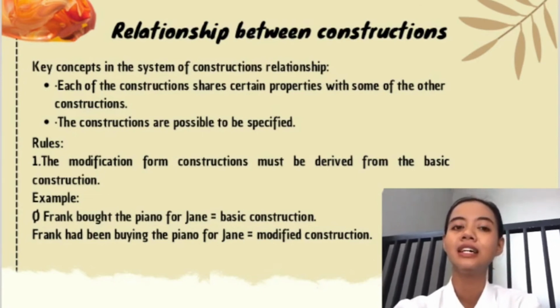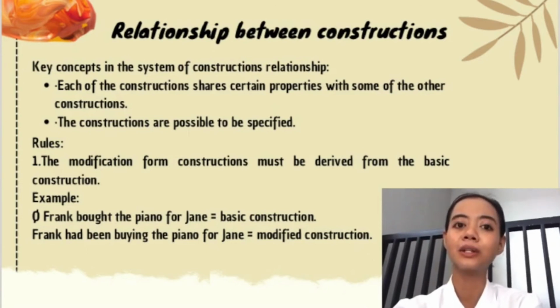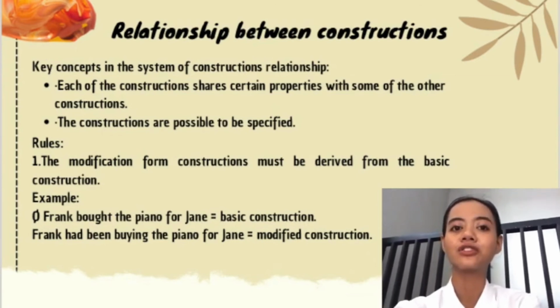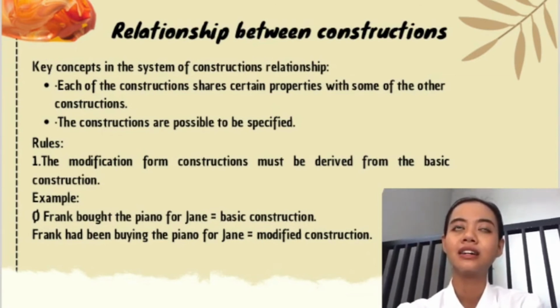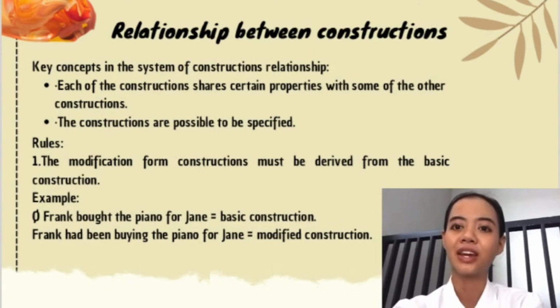For example, I have two sentences. The first one is Frank bought the piano for Jane, and the second one is Frank had been buying the piano for Jane. The first sentence is the example of a basic construction, which is a declarative construction. The second one, even though it is still a declarative construction, is a modified construction because it has a different form, or the verb is changing.